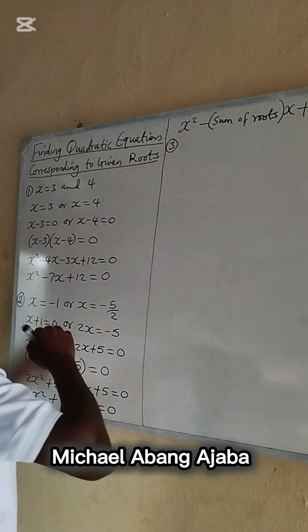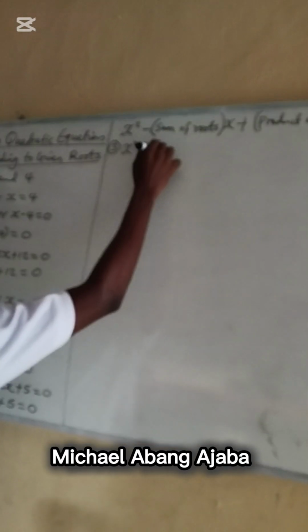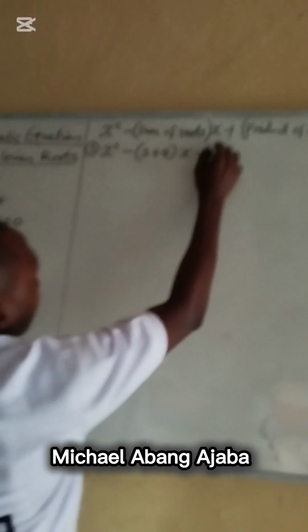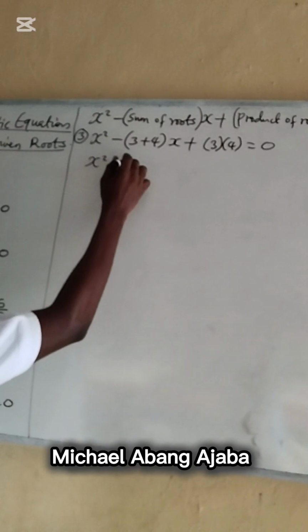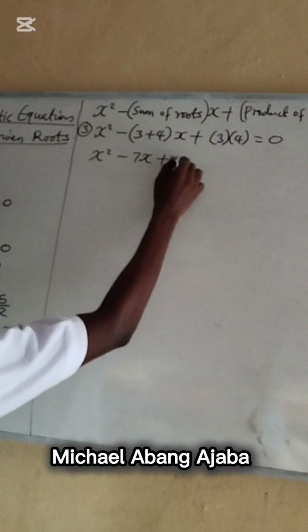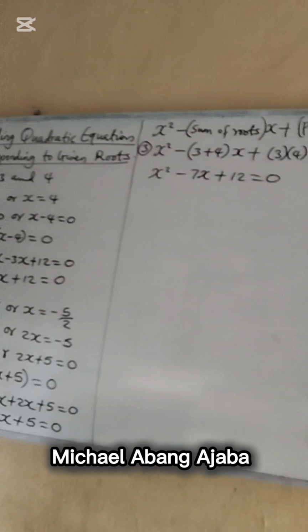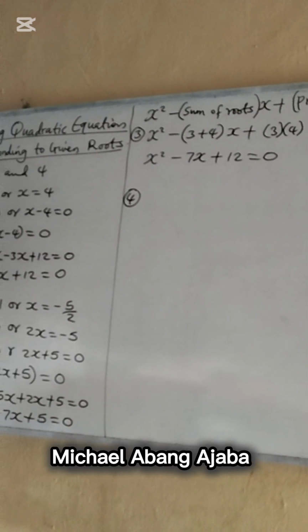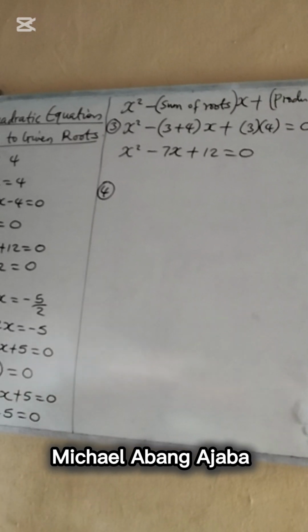We have 3 and 4 as our roots. So here we have x squared minus, for sum of roots, we have 3 plus 4 x plus product of roots, we have 3 times 4 equal to 0. Simplify this, you have x squared minus 7x plus 12 equal to 0. Exactly the same as the first solution. Also, we use it to solve the second example. x equal to minus 1 or x equal to minus 5 over 2.